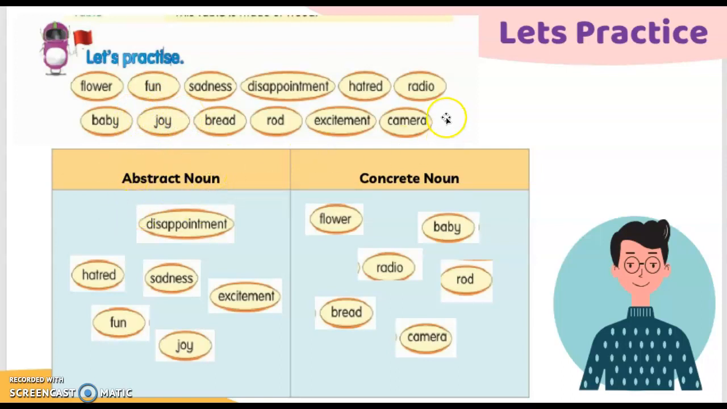And the last one, let's take hatred. Hatred is a feeling. You hate someone, so you're full of hatred, so it is an abstract noun. Okay, move on to the next one.